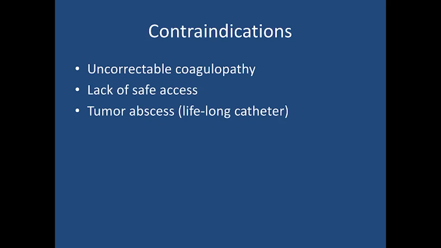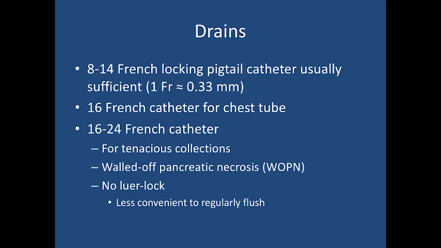There are some contraindications, including uncorrectable coagulopathy and lack of safe access, keeping in mind that example earlier in the talk of that interloop abscess, and of course, that tumor abscess that requires a specific discussion with the patient and the referring provider. Most abscess drains placed by interventionalists range in size from 14 to 18 French, and are pigtail or locking pigtail drains.